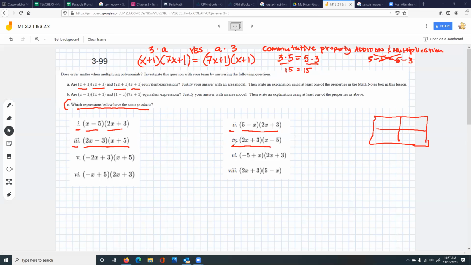Number 4, let's go ahead and write number 4 down. 2x plus 3 times x minus 5. Would these two be the same? 2x minus 3, 2x plus 3, x minus 5, x plus 5? No, those would not be the same, right? They would not be equal.